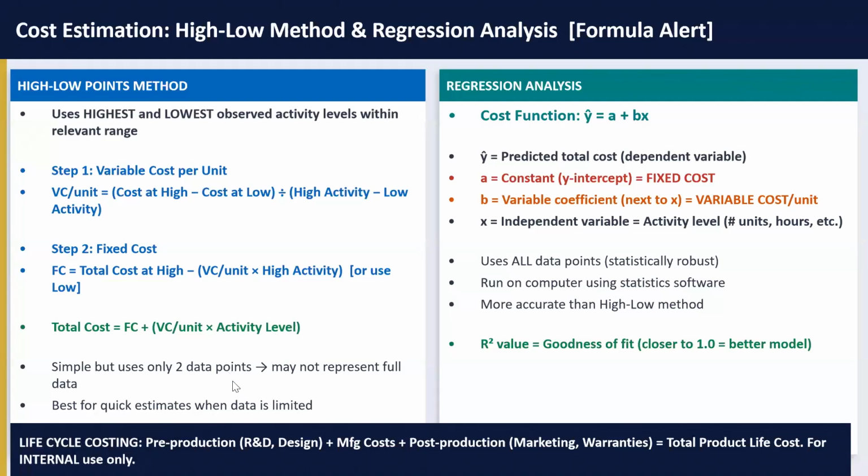So here the high-low points method is very simple. It's simple but uses only two data points, so it may not represent the full data. This is the equation we use for calculation, which uses only two data points. They say that it may not represent the full data. The 10 months of data we are not able to represent. But it will be the very best for your quick estimates.